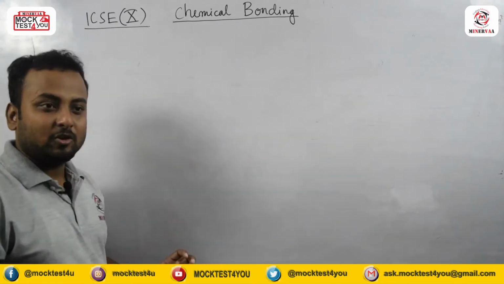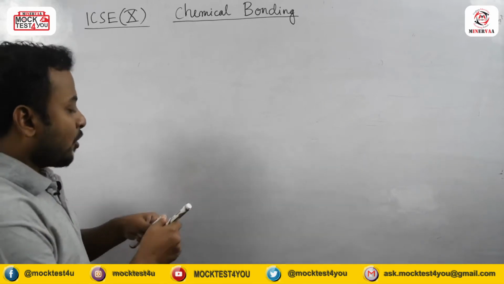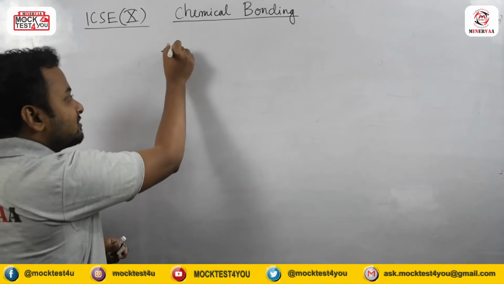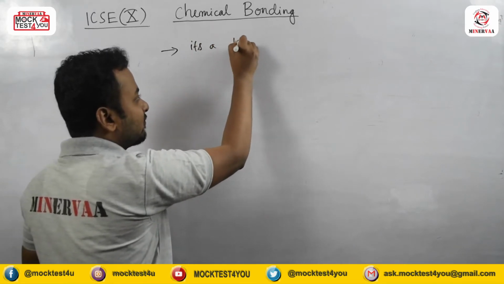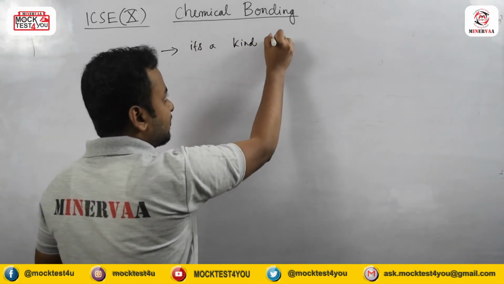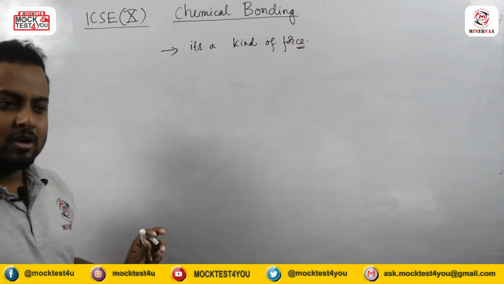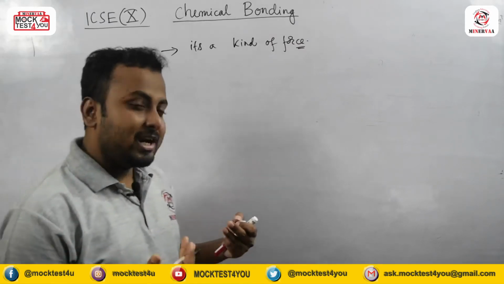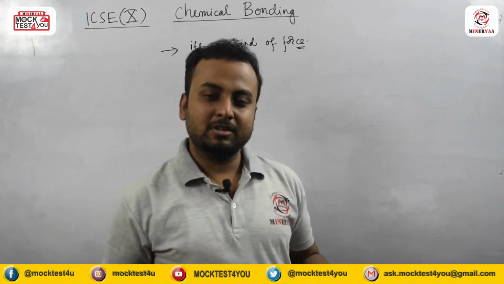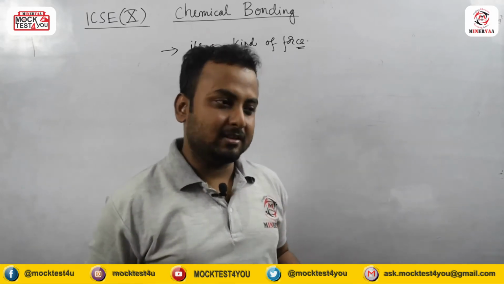Similarly in chemistry also there are certain kinds of bondings. So what do you mean by bonding in chemistry? In chemistry, it's a kind of force. So bonding is a kind of force. So why will bonding happen? Why do we build friendships? Because we can share our things with others and get help from others also.